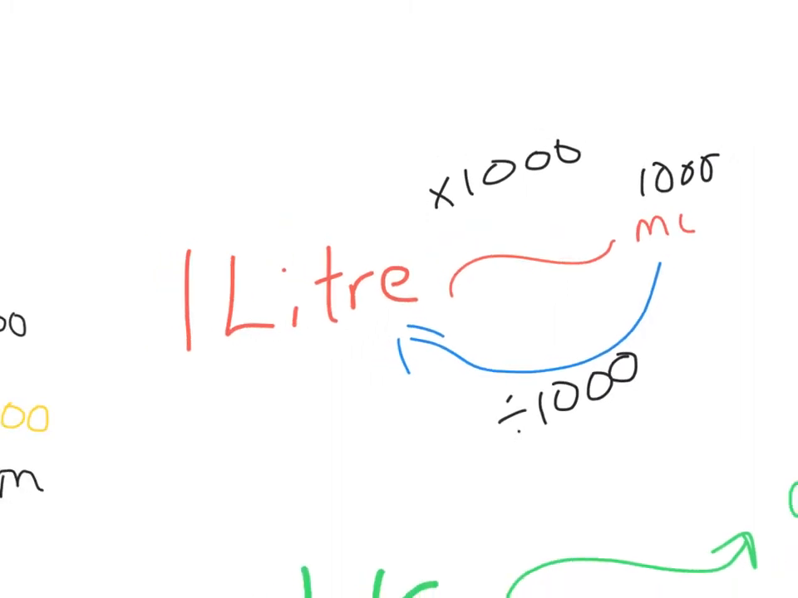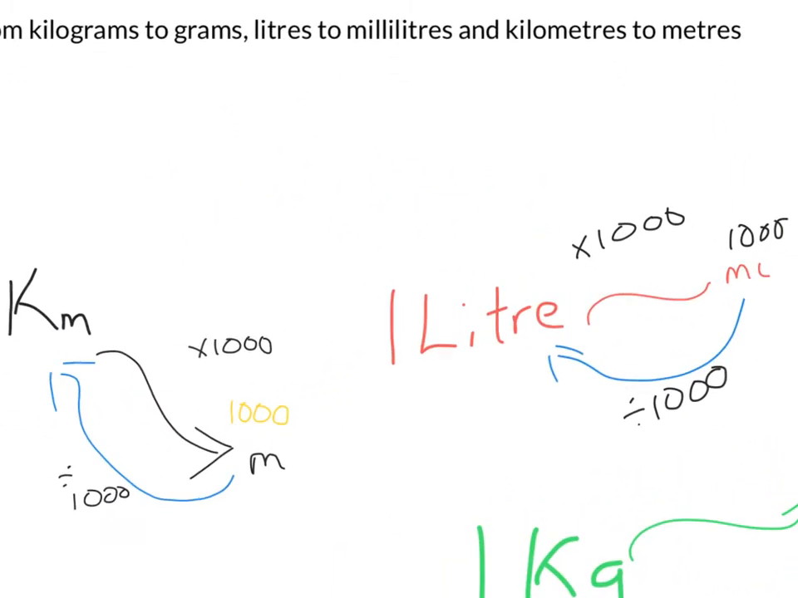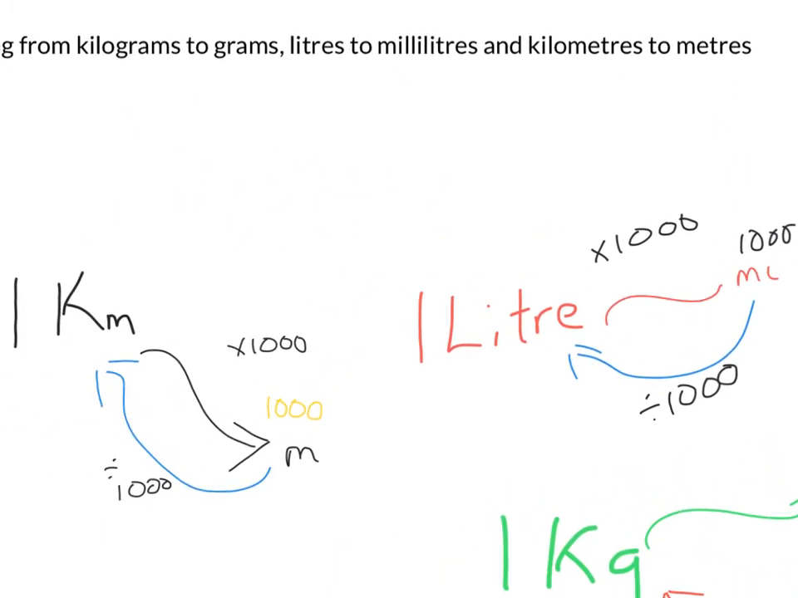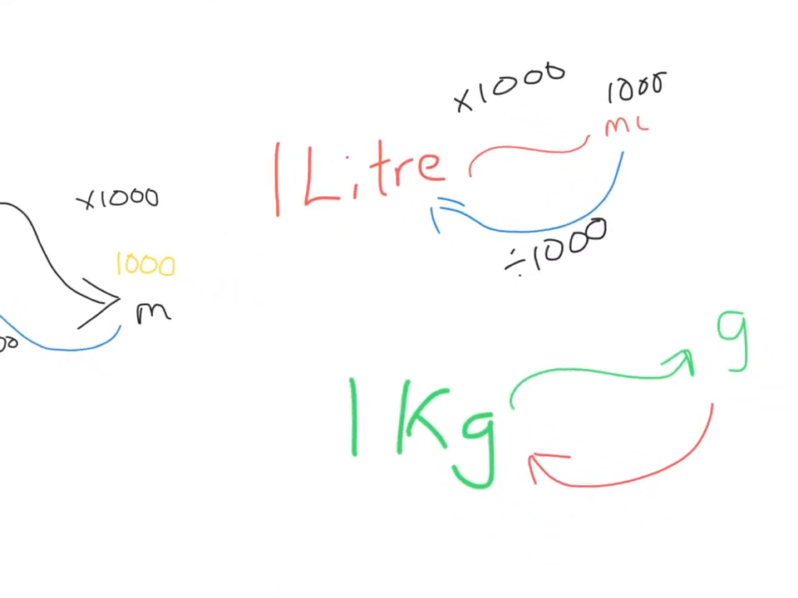Wait, so that's the same. That's the same as your kilometers. We've already had a look. Yep, kilometers to meters, you're timesing by 1,000. Liters to milliliters, you're timesing by 1,000. I did say at the start of the video they're exactly the same. So let's have a look.